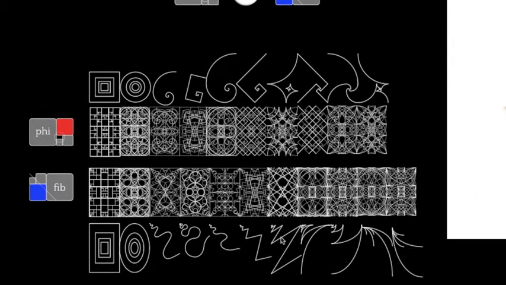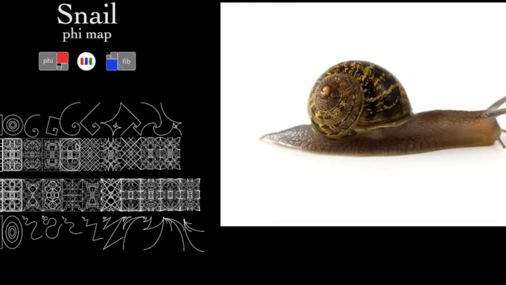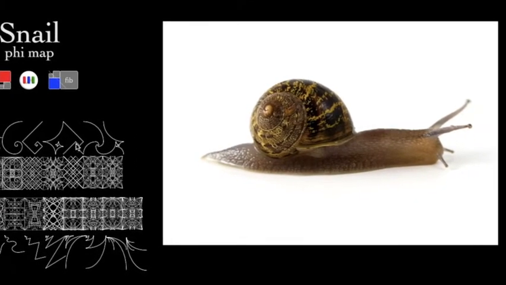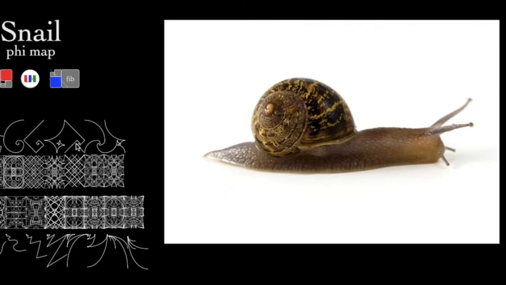These are the maps we're going to use. These are the shapes which extrapolate into these maps. They come from these two different types, Phi and Fibonacci. One is a sort of enclosure spiral, and one is a linear trajectory.